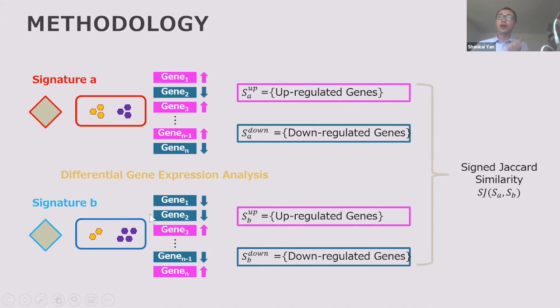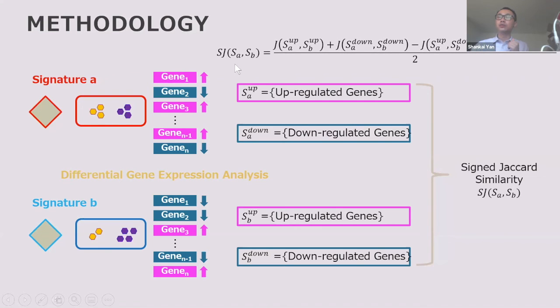And also you can have similar outputs for the signature B for these pairs of sample groups. Then we calculate the signed Jaccard similarity. The sign means that you have a sign in front of these genes. It represents if they are upregulated or downregulated genes. So it's separated into two sets for each signature. And we use this formula to calculate the similarity.